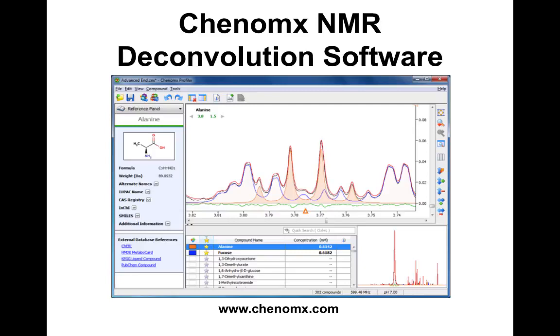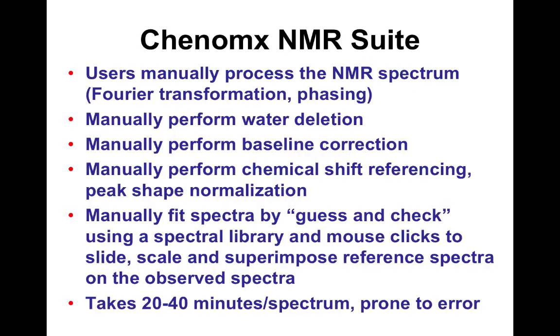On the lower right side, you can see the full spectrum of this sample. This is, I believe, a urine spectrum. And then on the left, you can see the picture of the structure of the matching compound, alanine. So it is a bit of drag and drop to try and associate the reference spectrum with the observed mixture spectrum. The NMR suite produced by Quantification, as I said, has been around for almost 20 years.